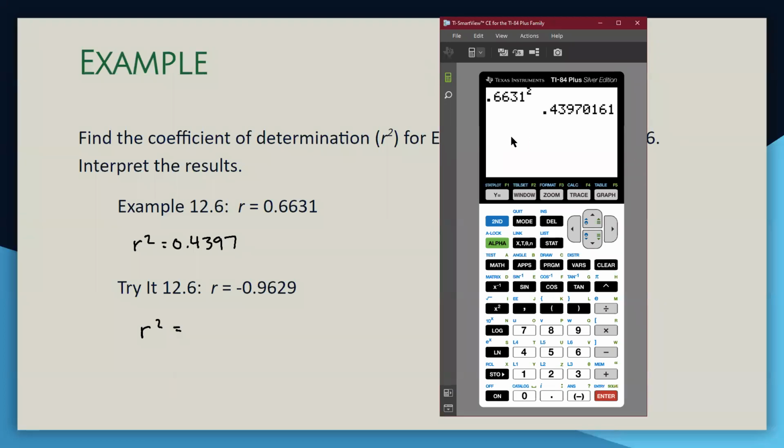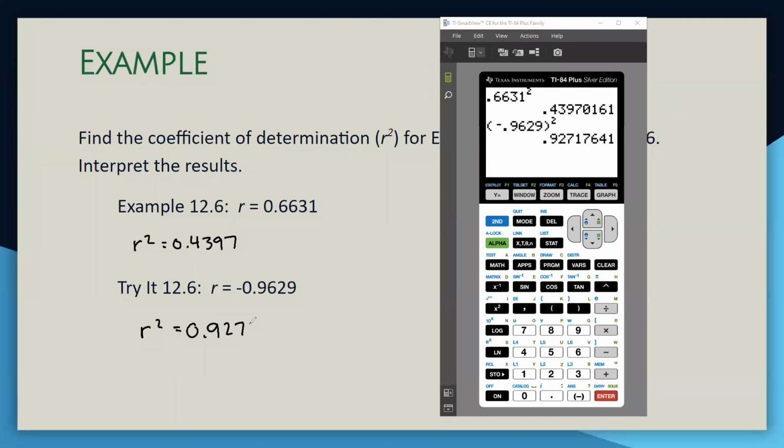So the next one was negative. We need to put that in parentheses, negative 0.9629. And we get that 0.927 rounded. It's going to be 2, a little bit smaller than what we saw last time. 9272, that's the rounding error.